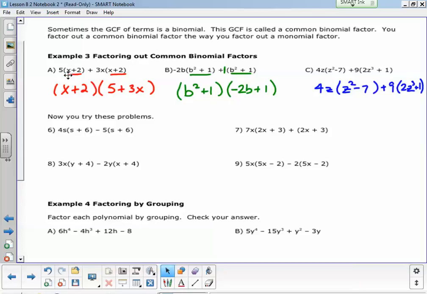Try that right now and see how example 3 for numbers 6 through 7, 8, and 9 work out.